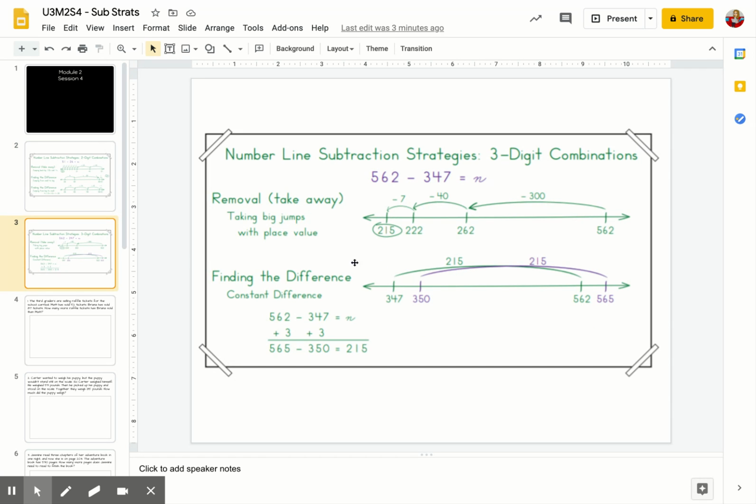Let's look at another bunch of strategies. We have the removal or take away strategy. So taking big jumps with place value, sort of like you do with addition. And here with our big numbers, the constant difference strategy. So here you're seeing that they decided to add 3 to both numbers so that they could subtract 350, which is easier than subtracting 347.